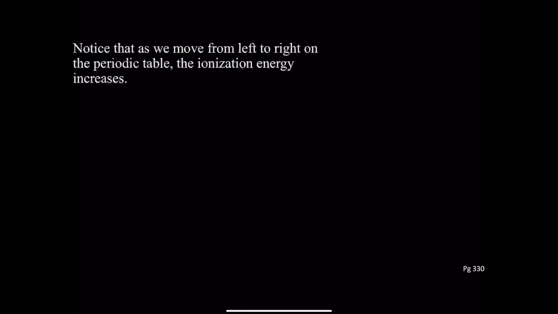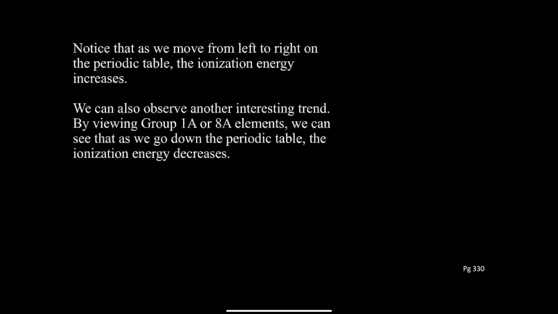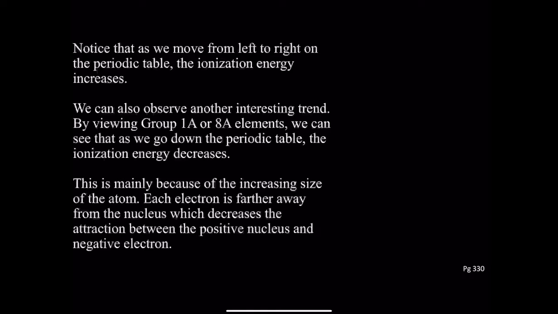All right, and notice as we move from left to right on the periodic table, the ionization energy increases. We also observe another interesting trend. By viewing group 1A or 8A elements, we can see that as we go down the periodic table, the ionization energy decreases. And this is mainly because of the increasing size of the atom.